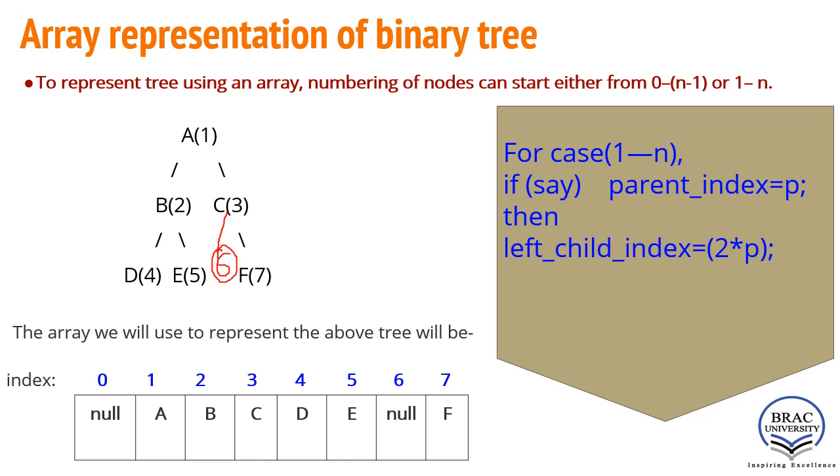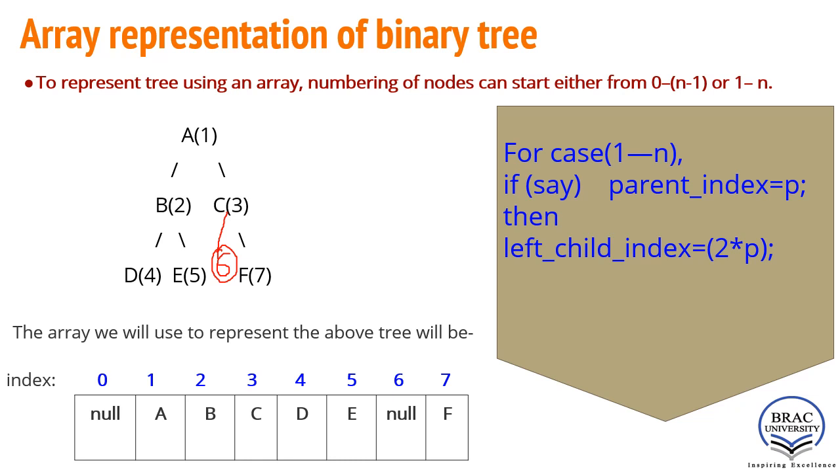So for the B node, that is index 2, the child nodes are D and E, that is the 4 and 5 indexes. For the A node, the children are B and C, that is, if the parent node index is 1, then the child node indexes are 2 and 3. If the parent node index is 2, then the child node indexes are 4 and 5. If the parent node index is 3, then the child node indexes are 6 and 7, that is, left child and right child.